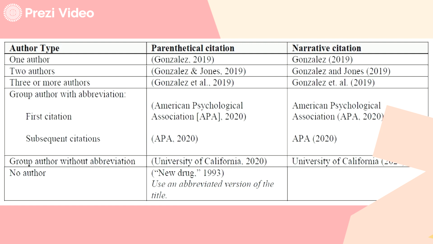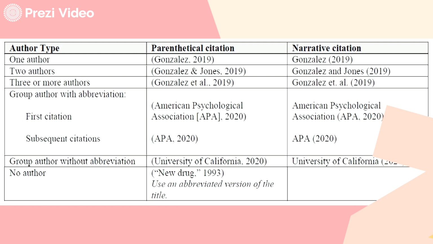Now, for groups with abbreviations under parenthetical citation, when you cite the material for the first time, you have to spell out the abbreviation. Okay, for example, if it's Pag-asa, then you have to spell out what Pag-asa means. Or in this case, it's APA. APA spells out American Psychological Association. So it was spelled out in the first citation. However, in the subsequent citations, or the second and third time that you cite the same source, the use of the abbreviation is already allowed. Okay, no need to spell it out each and every time.